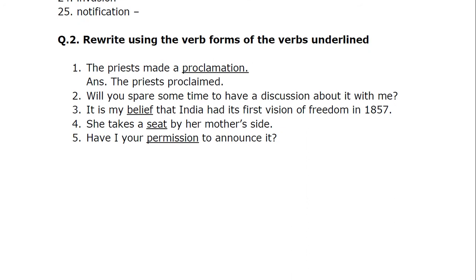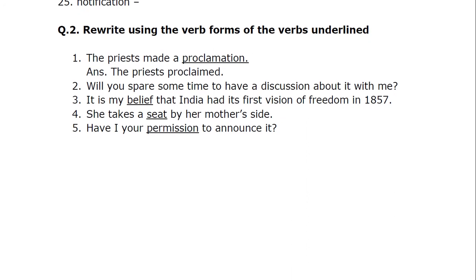Next one, rewrite using the verb form of the verbs underlined. The priest made a proclamation. Now what do you have to do? What did I tell you? See, now here, when you're making it in the sentence, when they just tell you to write the verb form of, you have to make it mostly without the tenses, like not the past tense or not ing.